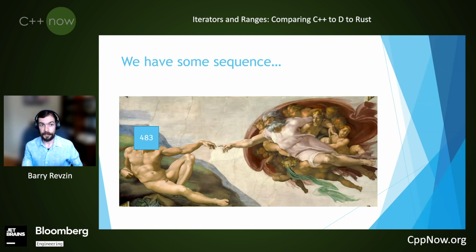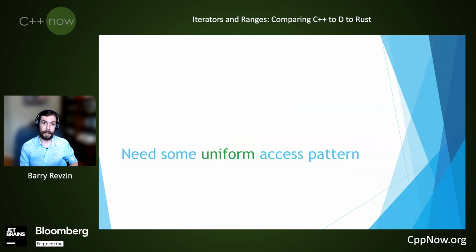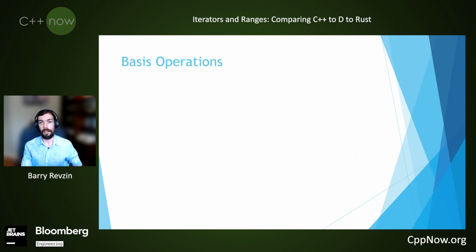But whatever the kind of sequence is, we need some kind of uniform access pattern, because it'd be incredibly unwieldy if for every kind of sequence that we have to deal with, we have to write bespoke code to even do the basics, like iterating over it to, let's say, print all the elements. And when you look at what this uniform access pattern might look like, you find out that there are some basis operations that we certainly need to cover, regardless of the way that we choose to do this.